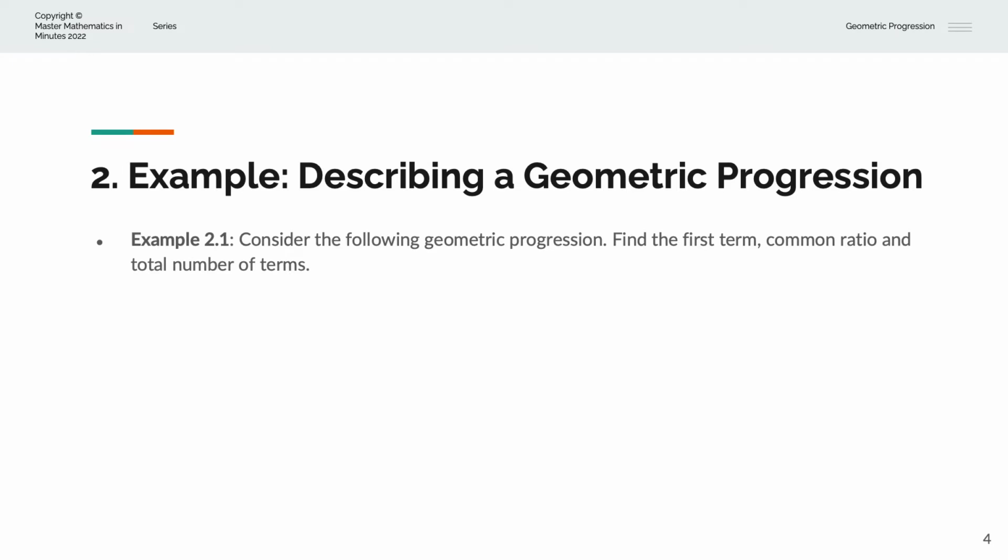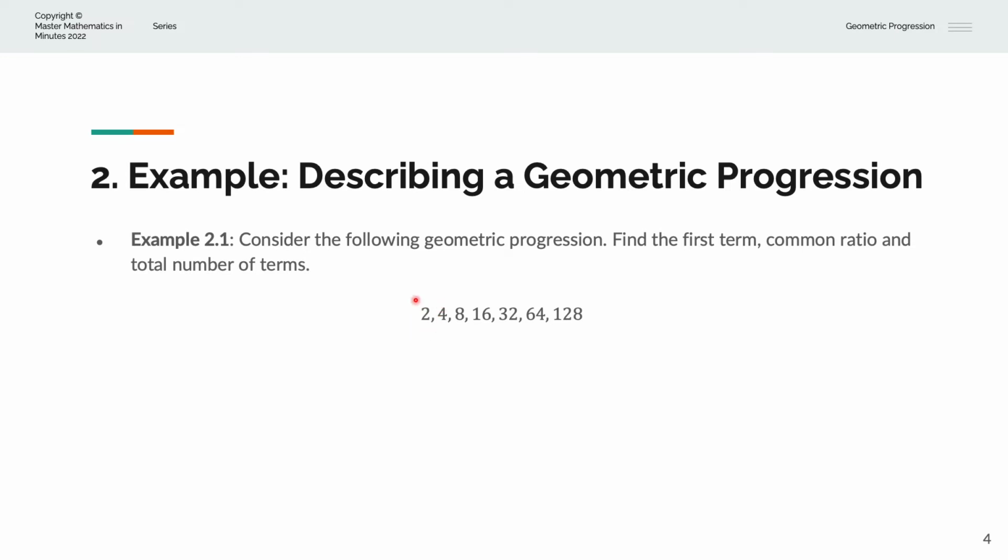Let's take a look at the first example. We're given the following geometric progression: 2, 4, 8, 16, 32, and so on. We're asked to find the first term, the common ratio, as well as the total number of terms.